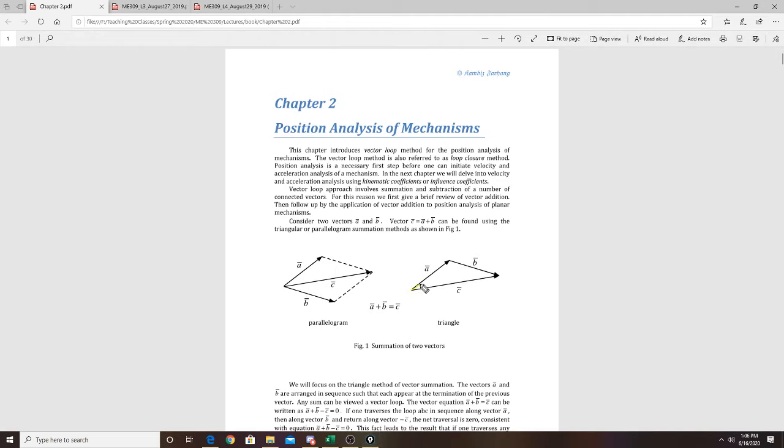So what it's saying is that if you take the vector A and you add vector B to it, C has to be equal and opposite to it, right? Because if this is to be equal to 0, which it is, to get back to this point, it has to be equal and opposite to it.